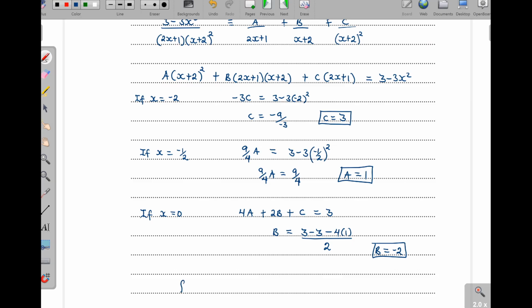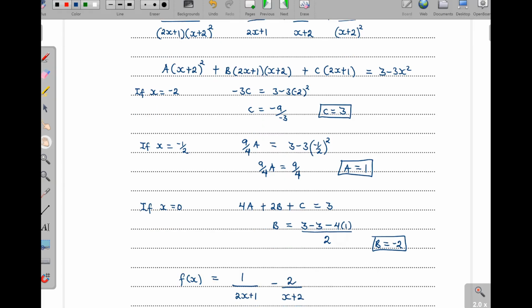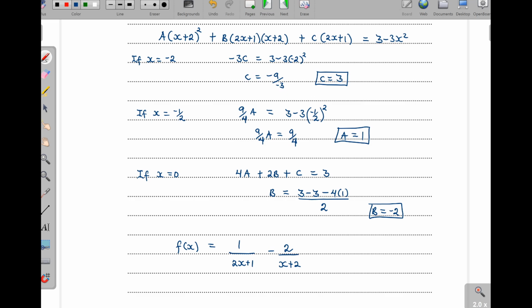So this simply implies that your f of x is now going to be equal to, our a is 1, so we shall have 1 over 2x plus 1. Then our b is negative 2, so we say minus 2 over x plus 2. And then our c is a positive 3, then over x plus 2 squared. So that is our final answer.